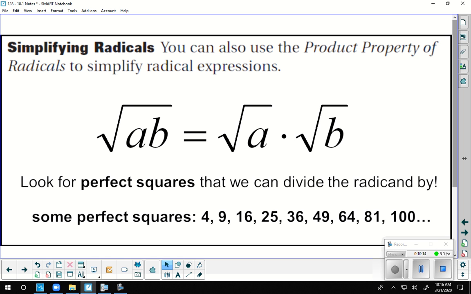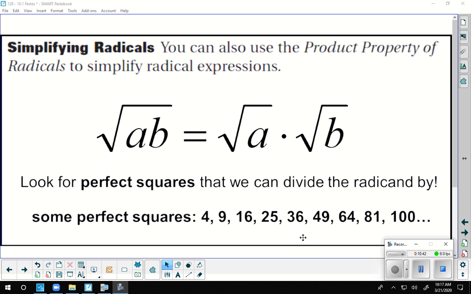Now, there is another way that we can think of this. We just used a prime factor tree to simplify radicals. There is another way that we can think about simplifying radicals, and that is by looking for perfect square factors. Now, what makes something a perfect square? 2 times 2 is 4, 3 times 3 is 9, 4 times 4 is 16, 5 times 5 is 25, 6 times 6 is 36, and so on.